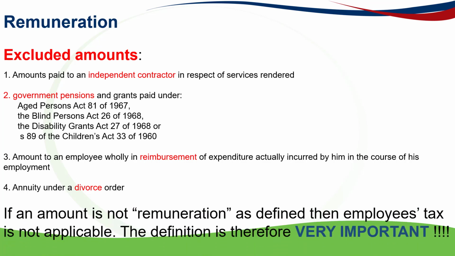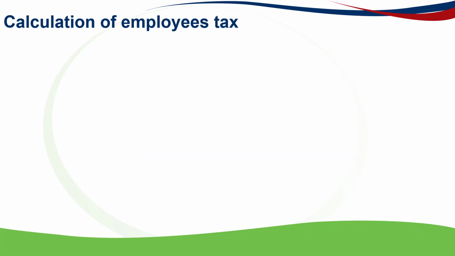If an amount is not remuneration as defined, then employees' tax is not applicable. The definition of remuneration is therefore very, very important. Once it has been determined that a taxpayer is an employee and an employer-employee relationship exists, the following steps will be followed to calculate the monthly employees' tax.